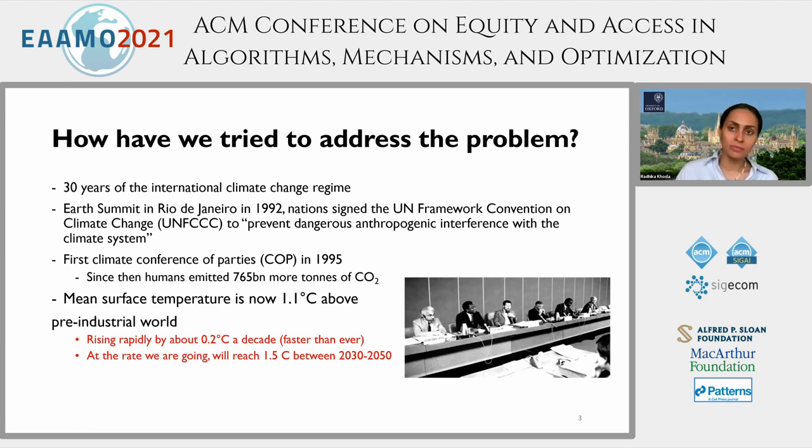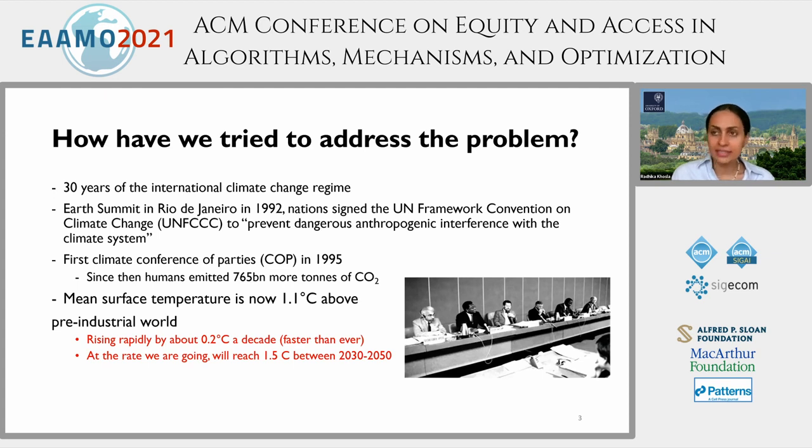And we've tried to address this problem globally, right? We've been trying for the last 30 years to think through and act in international climate change negotiations. I want to remind us that the first negotiations took place in 1992, and that is a long time ago. I know we're all looking forward to the COP discussions later this year, the big climate change conference that's going to take place in Glasgow. But these conferences have been going on a long time, and since the first COP, which was in '95, humans have emitted more than 765 billion tons of carbon dioxide, and the mean surface temperature is now 1.1 degrees Celsius higher than what it was in the pre-industrial world.